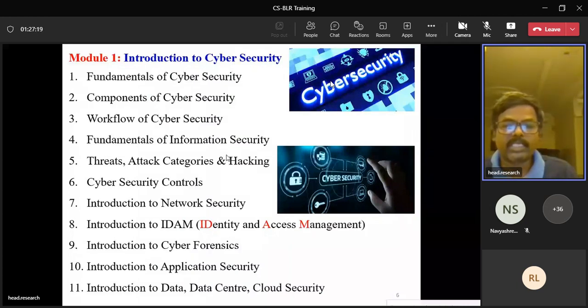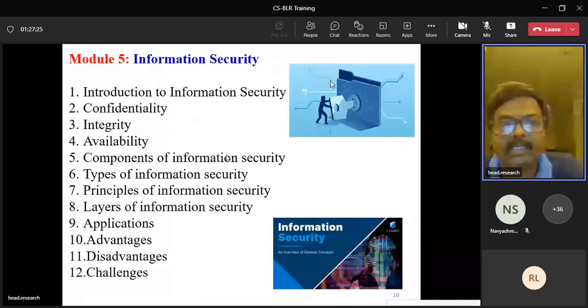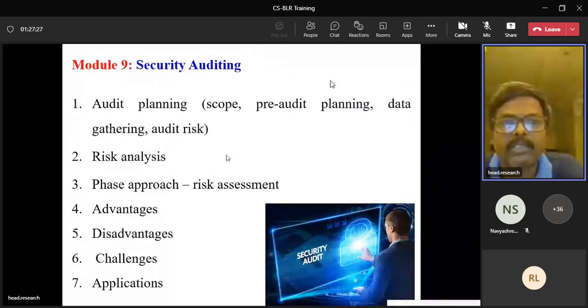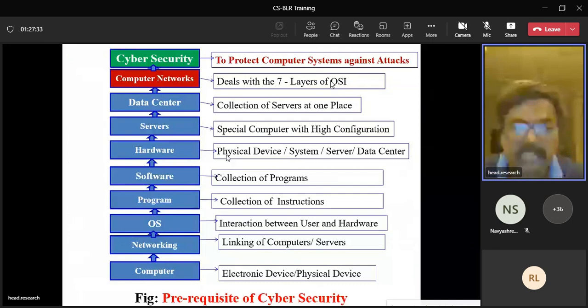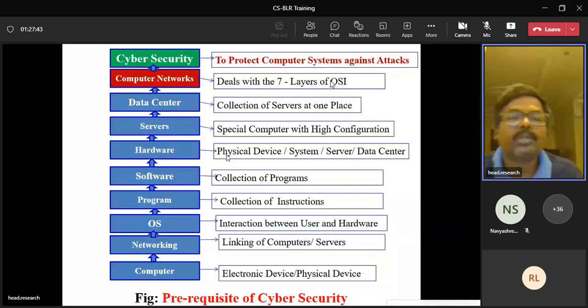Today, once again, I am going to explain. Please listen carefully. And this is the syllabus of cyber security and projects. And what is the prerequisite of cyber security? Sir, I am a beginner of cyber security training. I don't have any background knowledge. No problem. You need to know these prerequisite concepts.